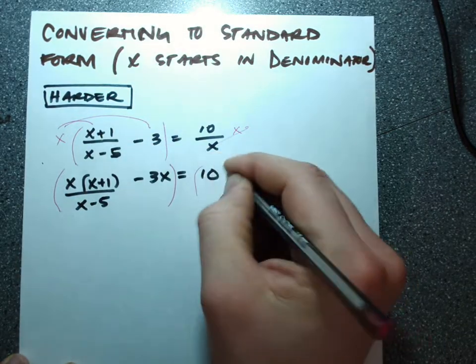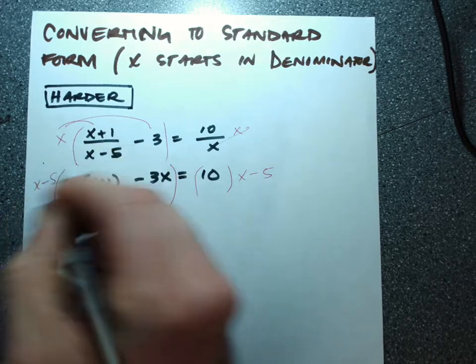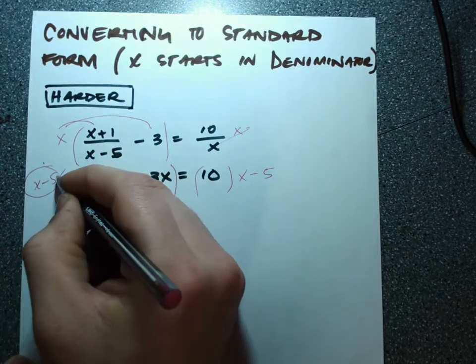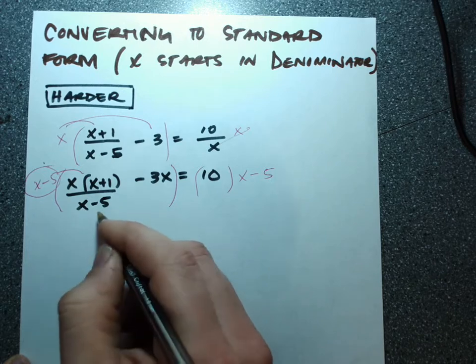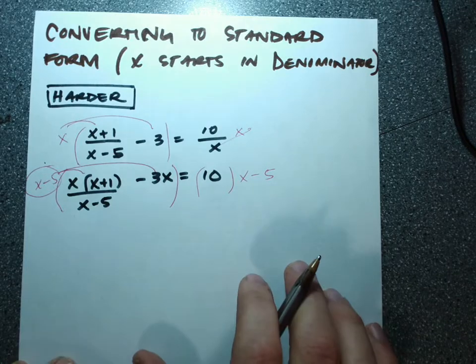Multiply x minus 5 to both sides. Okay, and that x minus 5 will distribute, and it will actually cancel in this case here, x minus 5, but it also distributes over to this minus 3x.